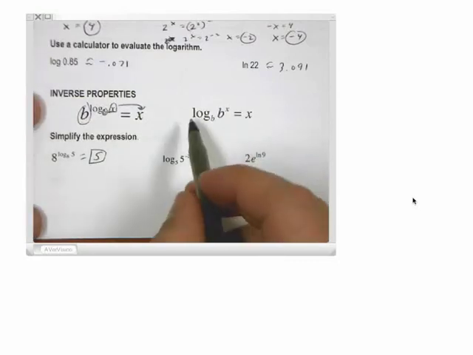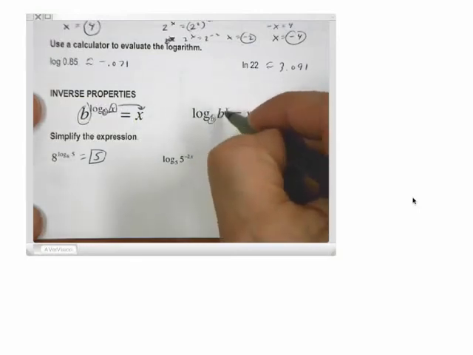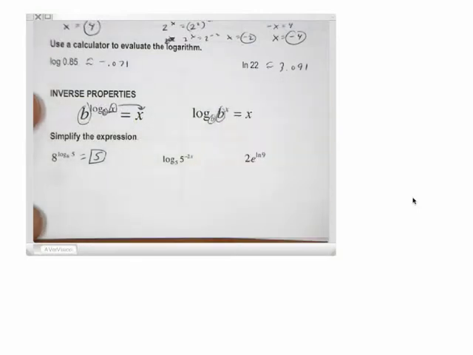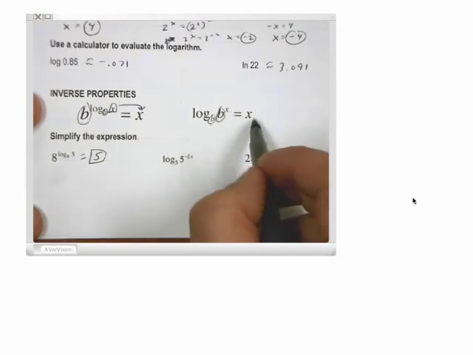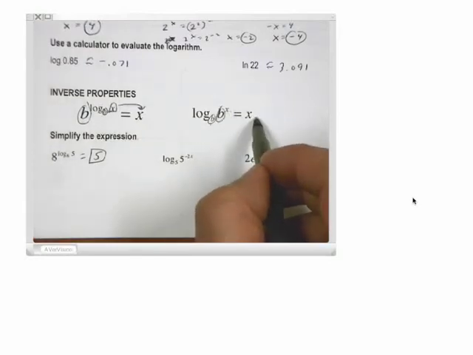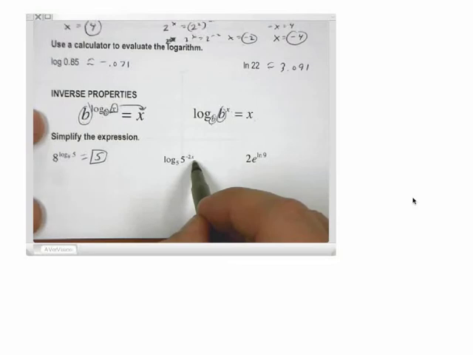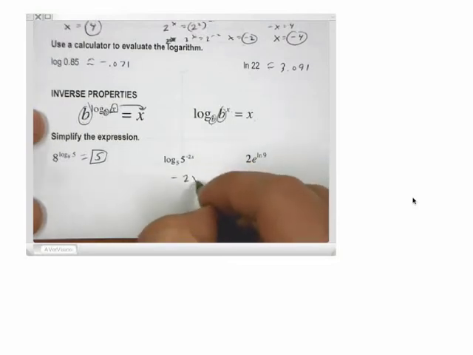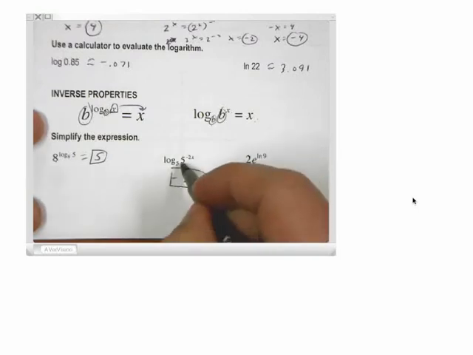Also works if I'm taking the log of something that's raised to a power with the same base. So if I have log base b of b to the x, then the answer is just going to be whatever x is. Because remember, the question when I'm doing a log is what power do I have to raise 5 to to get 5 to the negative 2x power? Well, that would just be negative 2x. So it just simplifies to that, as long as those are the same.